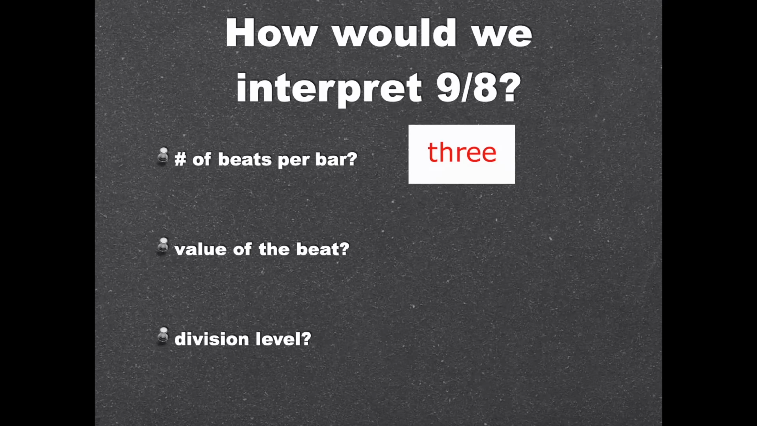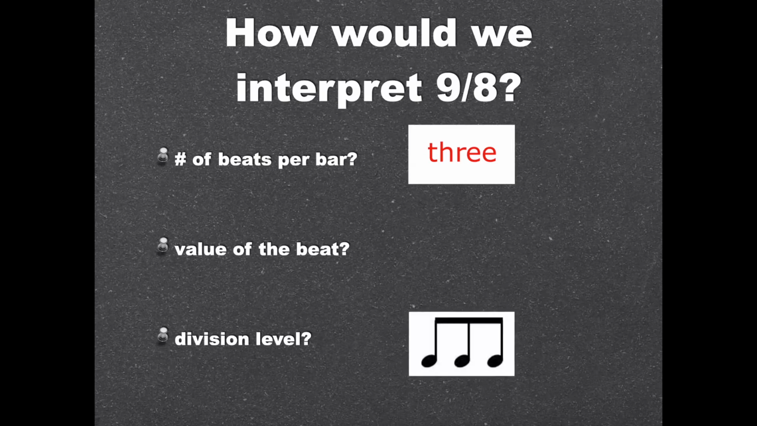Now I want to skip the second question, the value of the beat, because it's not immediately apparent when we see a compound time signature. This is different than when we studied simple meters. So instead I want to skip to the third question and answer it, what the division level is, because that is immediately apparent from the time signature, 9/8. The bottom number tells us the value of the division, in this case, eighth notes. And for compound meters, we group those divisions into groups of 3. So the division level in this case would be 3 eighth notes beamed together.